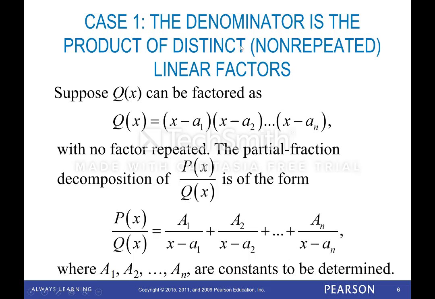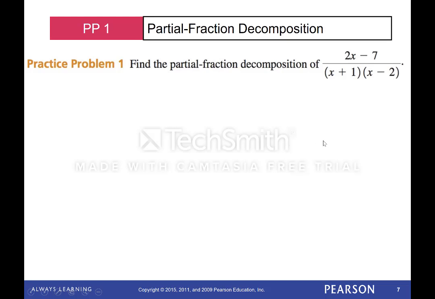The first case is when you look at a denominator, which is usually already in factored form, and it has distinct non-repeated linear factors. So you have x plus 3, x minus 1, just like on the previous slide, where there was an x plus 3, x minus 1 in the denominator. That would be considered the first case. So let's go for it. This is the first case here.